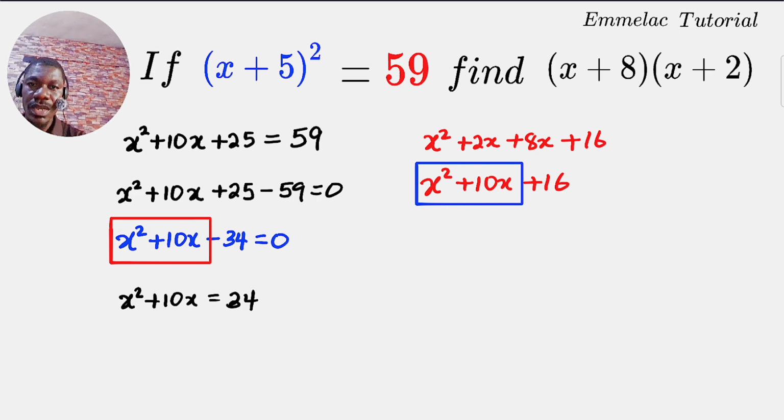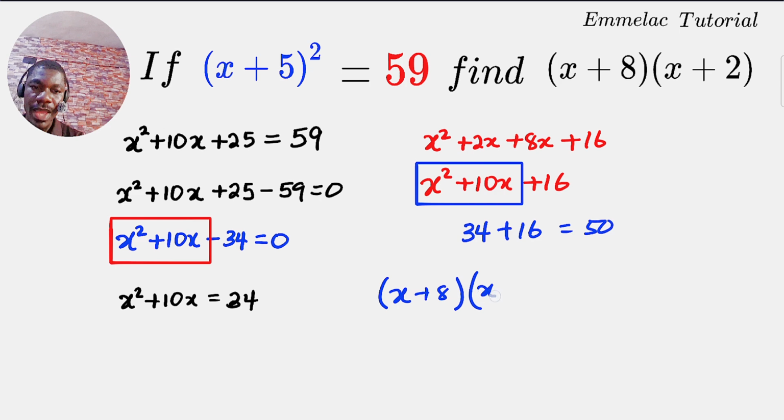So let us plug in 34 here, which then gives us 34 + 16, which gives us what? 50. So (x + 8)(x + 2) = 50.